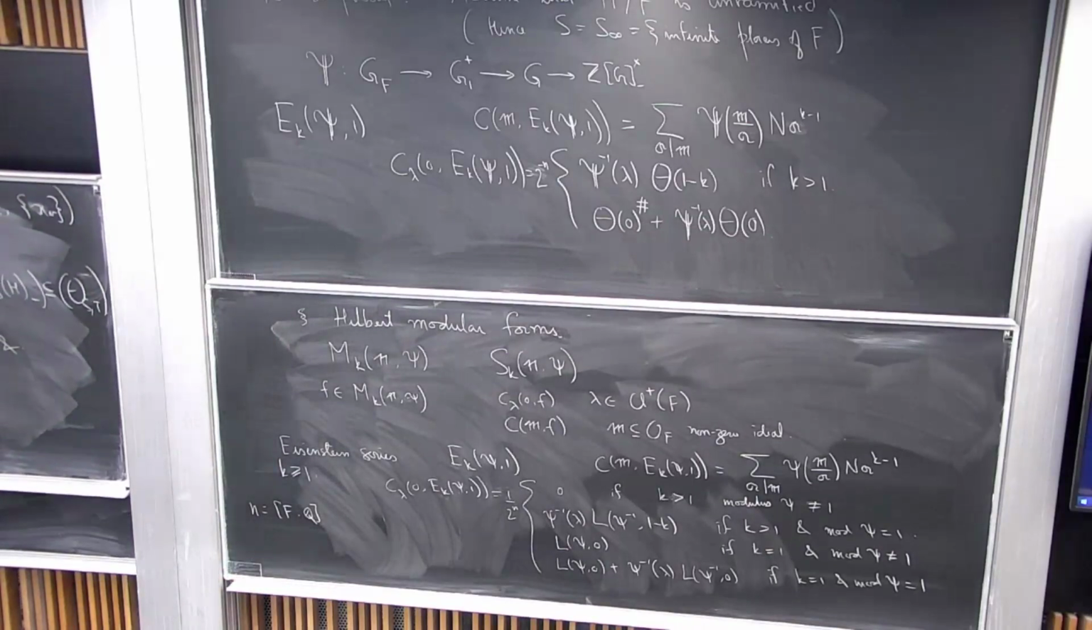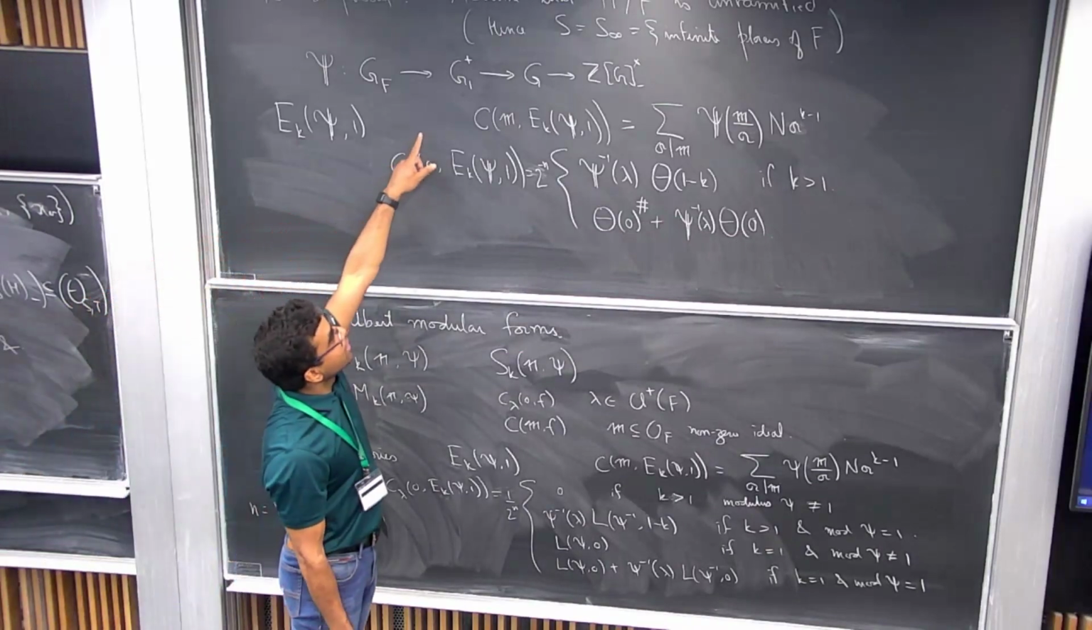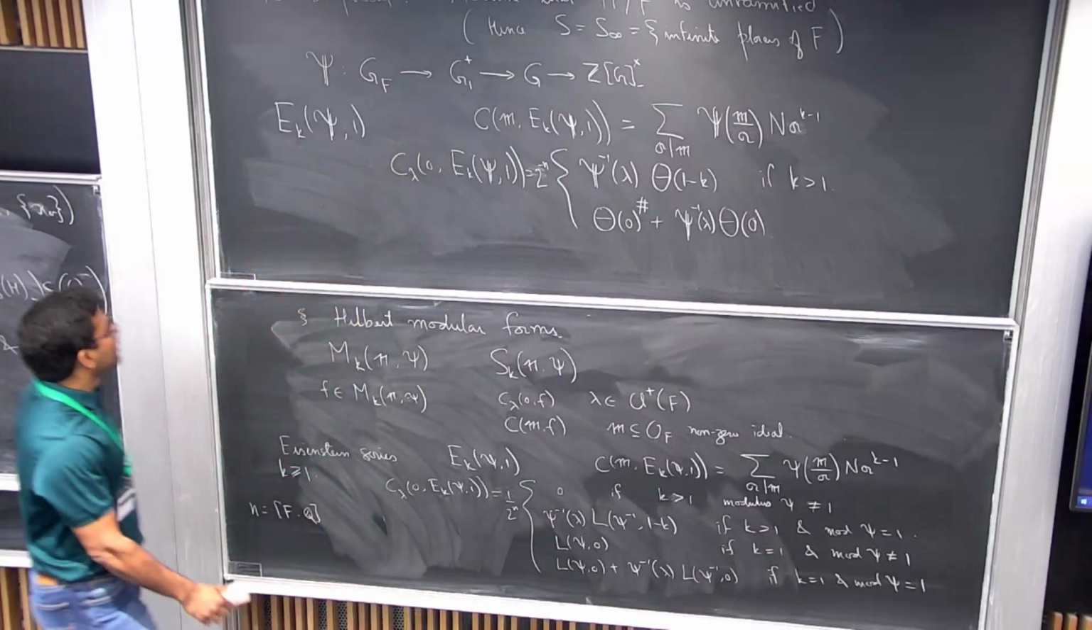Remind, what is G1 plus? That's just the narrow ray class group of Okay. of conductor 1. Okay, thanks.